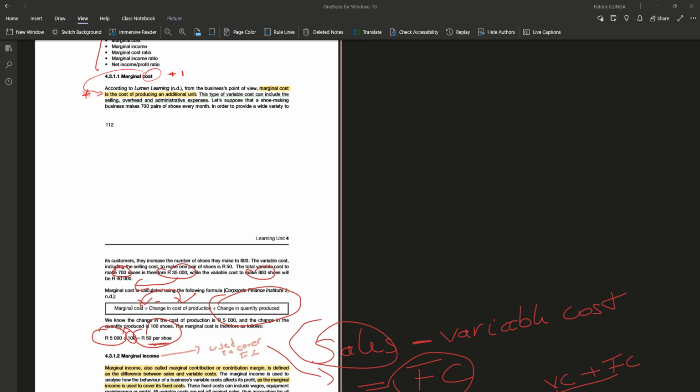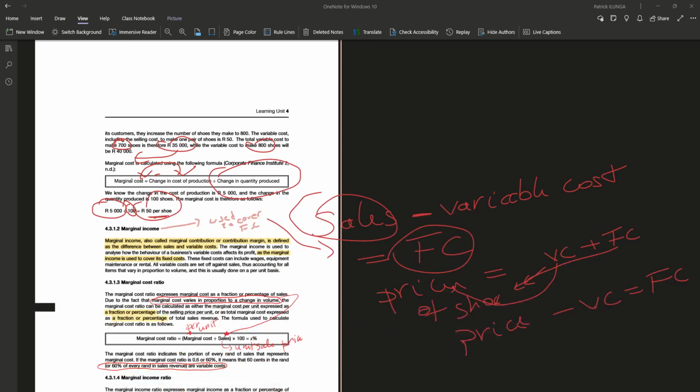And a formula is provided to you. So the marginal cost will be the change in cost production divided by the change in quantity produced. The change in cost production is 5,000. The change in quantity produced from 700 to 800 is only 100. So 5,000 divided by 100 gives you 50 rand per shoe, which is the marginal cost. And as you can see from the example, the marginal cost is equal to the variable cost.